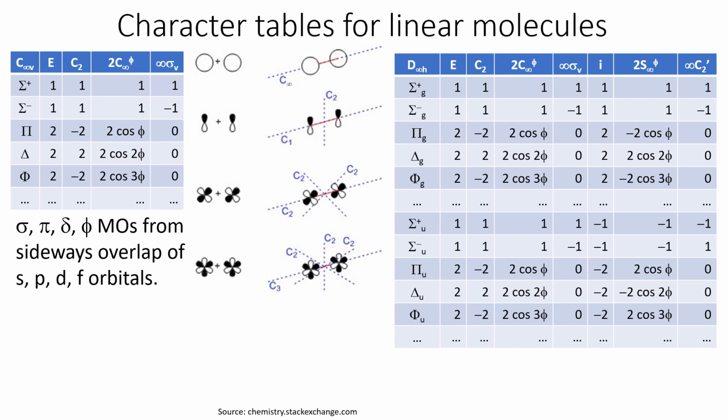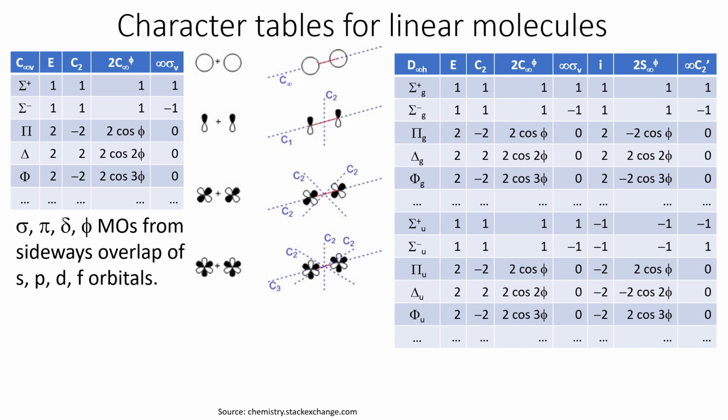But starting off with these character tables, we've got two character tables for linear molecules, C infinity V and D infinity H. C infinity V is the smaller character table, and we use this for the heteronuclear diatomics. That's to say where the two ends of the molecule are different from each other. And so in this case we're going to lack the centre of inversion symmetry and those perpendicular C2 axes. So things like carbon monoxide, which we'll be looking at a bit later on.